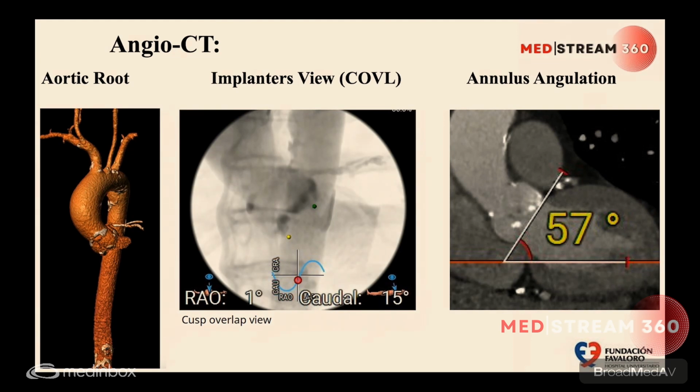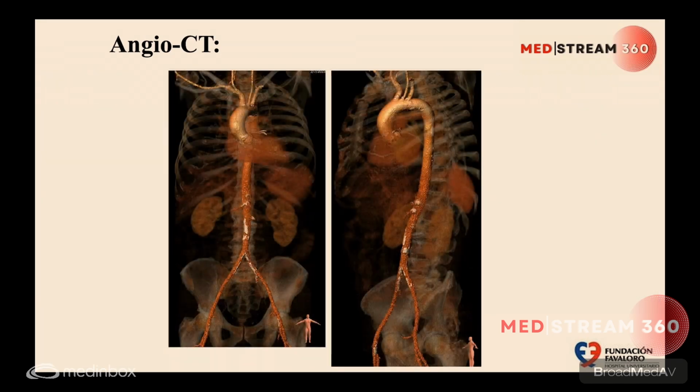This is our implanter's view that we regularly use for almost all valves, even for balloon expandable. We also use the cusp overlap view for the implantation. In this patient, it's going to be right 1 degree and caudal inclination of 15 degrees. So this is the aorta. Quite straight femoral arteries with some calcification on the iliac arteries and in the abdominal aorta.